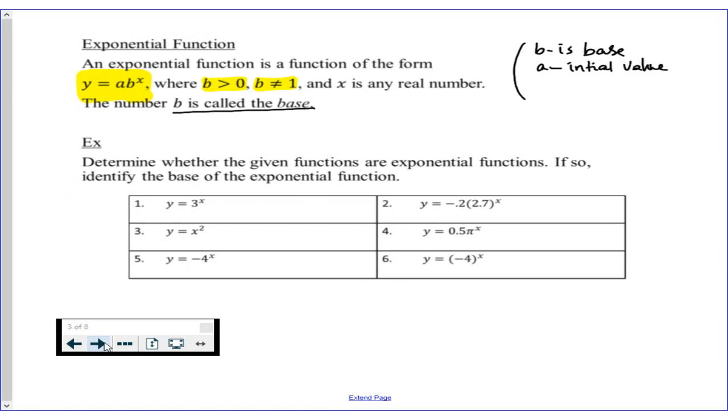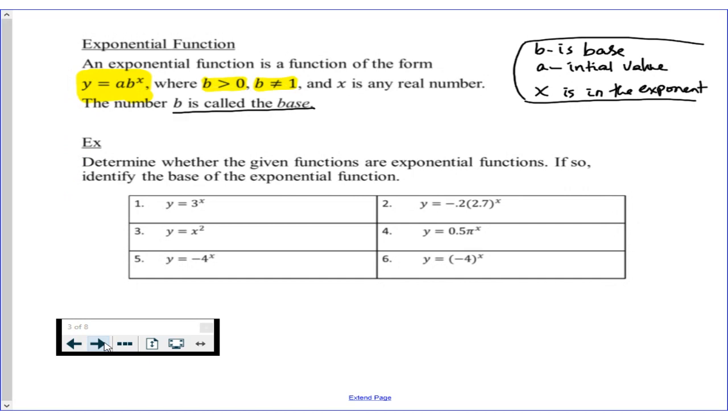So if you have these three conditions met, that means b should be greater than 0 and different from 1, and x should be in the exponent. That kind of equation is called an exponential equation or exponential function. Now we are going to identify the following functions, whether they are exponential functions, and determine the base. Question number 1 says y equals 3 to the power of x.